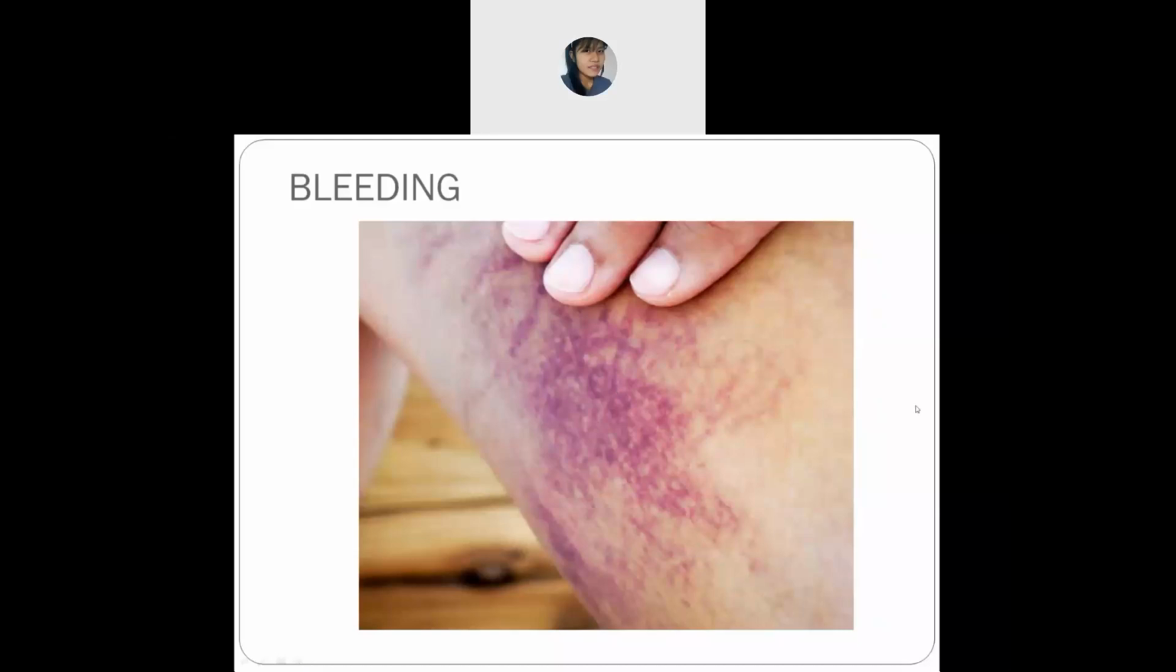Okay, next, Mercy, add two more points. Yes, ma'am. Changing the sitting or standing position regularly and elevating the legs. Okay, good.